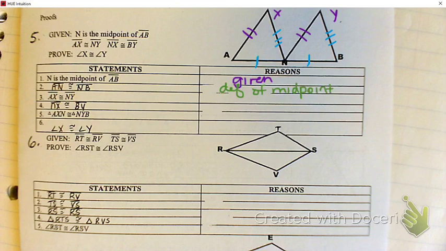Okay. Sophia, it says AX is congruent to NY. Why do you think that is? Given. Okay. Macy, it says NX is congruent to BY. Why do you think that is? It's given.